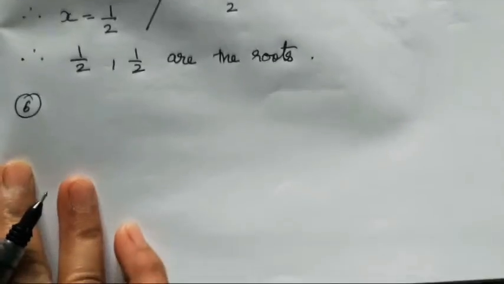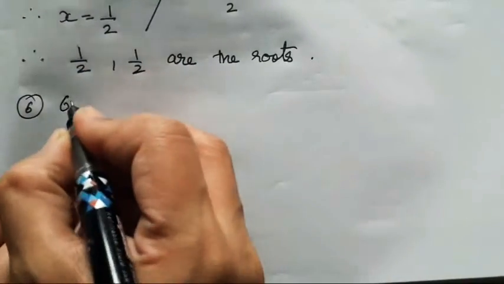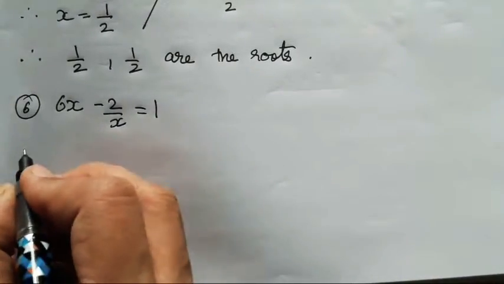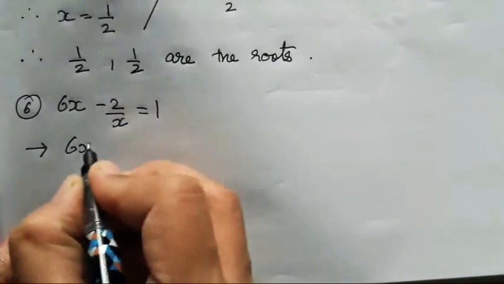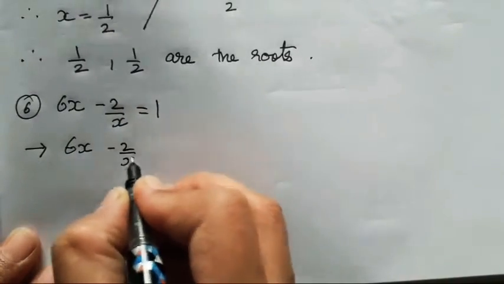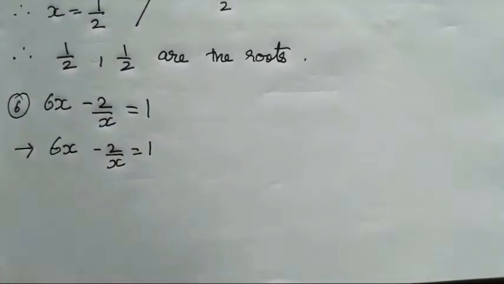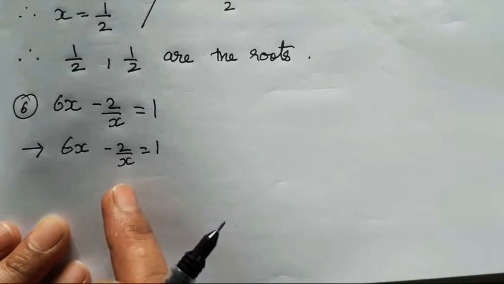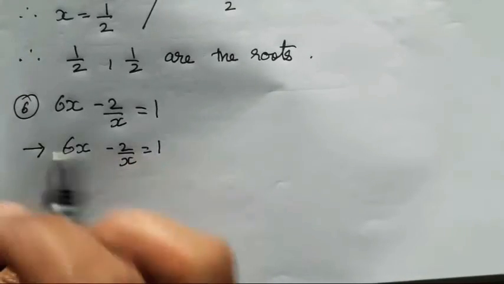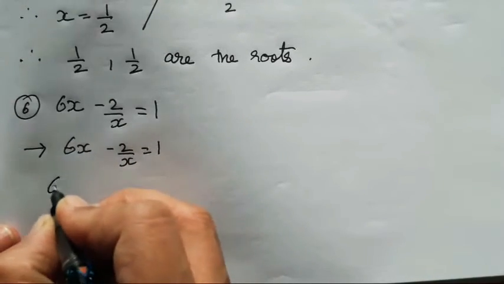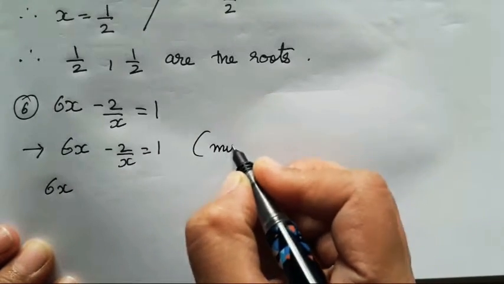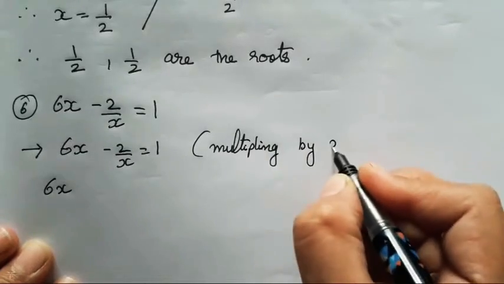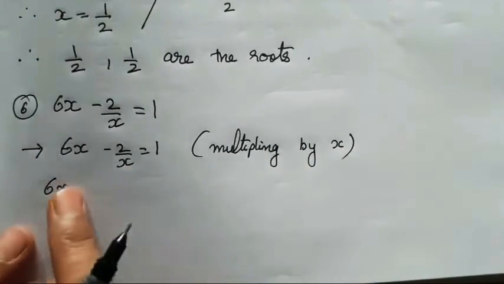Let's move on to the sixth sum. Again, the sixth sum is in the form of a fraction. So don't get afraid. As I said, it looks difficult, but it is very easy. Now first we have to write this in the standard form. So let's write it. Minus 2x is equal to 1. Before writing the standard form, each term of the equation we have to multiply with x. So 6x, you can write it over here, multiplying by x.